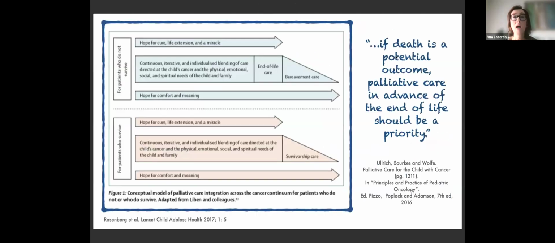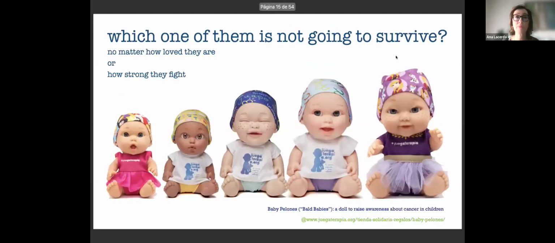I also like very much this graphic from our colleagues in the United States, Abby Rosenberg and Joanne Wolfe, and the way they put this. What they tell us is that from the beginning, for a child or a young person with cancer, the needs are the same. Everyone, either they survive or they do not survive and they die, they and their families need to have hope for cure, hope for comfort and meaning, and holistic, proactive care. The only difference will be, of course, at the end. But palliative care should really be integrated from the beginning.